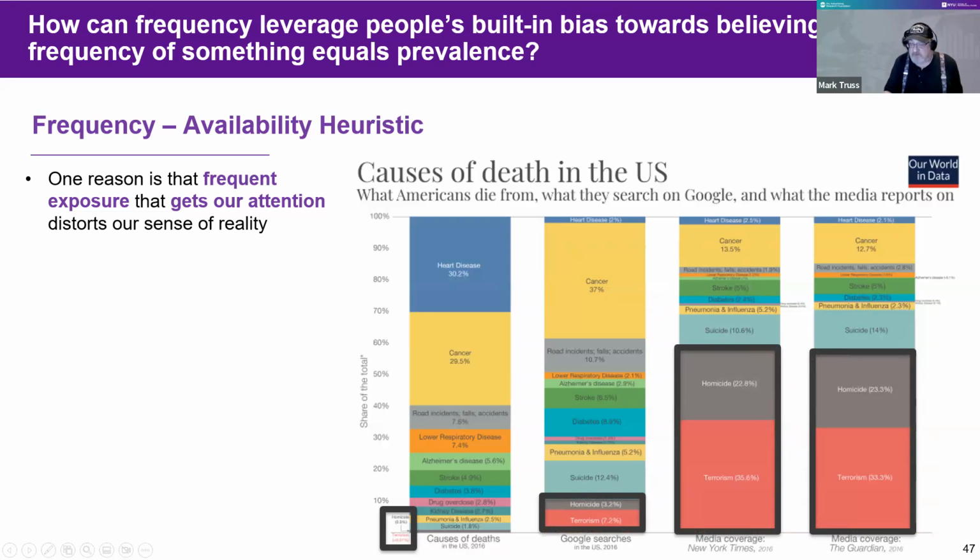But look at Google searches. Right here, this is less than 1%. Google searches, 10% of them are about homicides and terrorism. And look at what the main media coverage is. Here's the New York Times and the Guardian. More than half, or roughly half, of their coverage is about homicides and terrorism. So seeing things more frequently, we get a distorted understanding of its prevalence, and we think it occurs more often than it actually does.